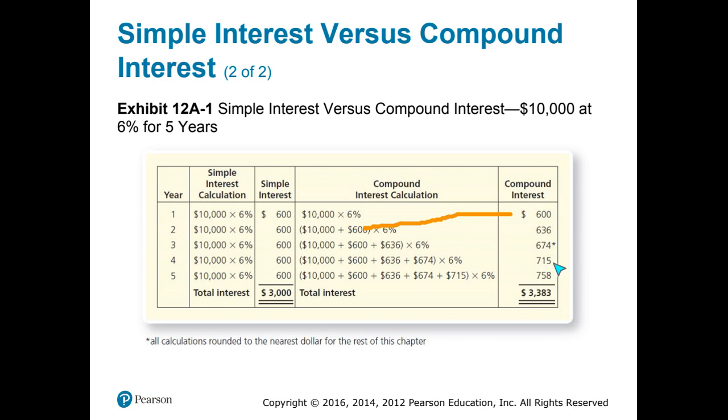So that's how you would calculate the compound interest. Every year we're adding all of the prior compound interest amounts and then multiplying them by 6%. Simple interest, we just simply multiply 10,000 by 6%. Compound interest, we are compounding on top of the prior interest. So our total interest at the end of the 5 years for simple is 3,000. Our total interest at the end of the 5 years for compound is $3,383.